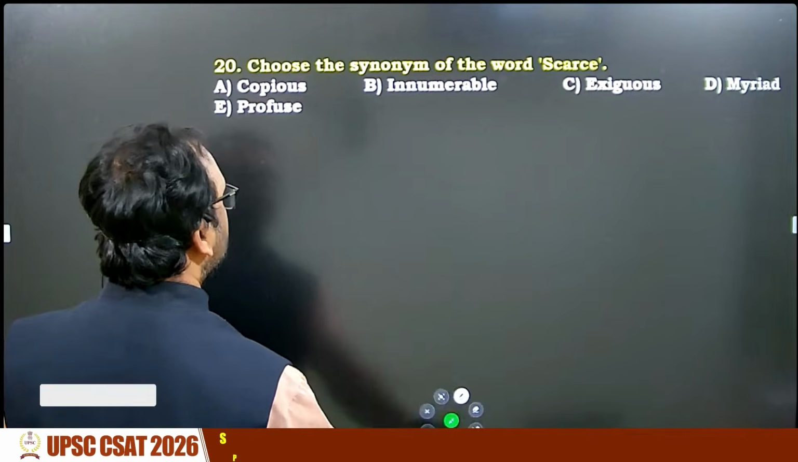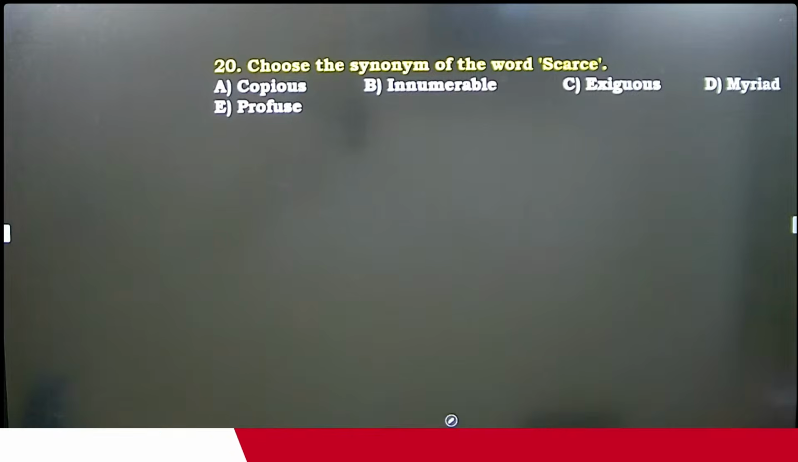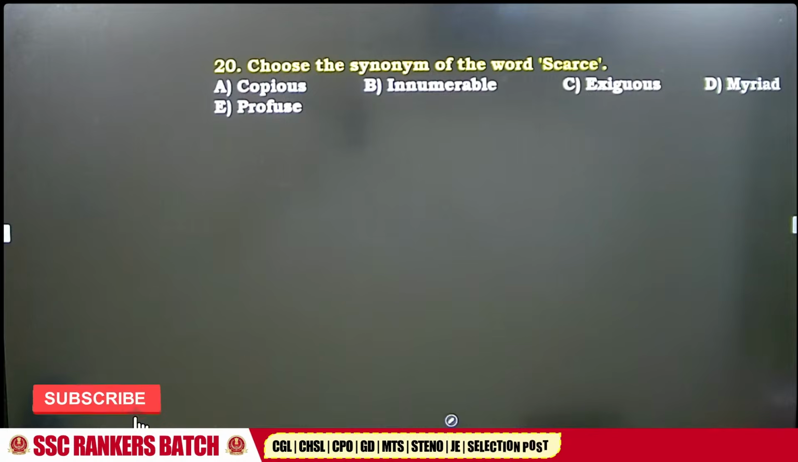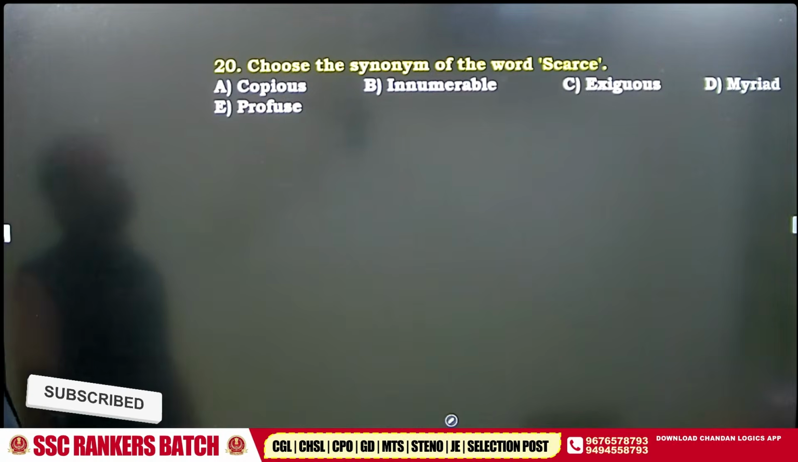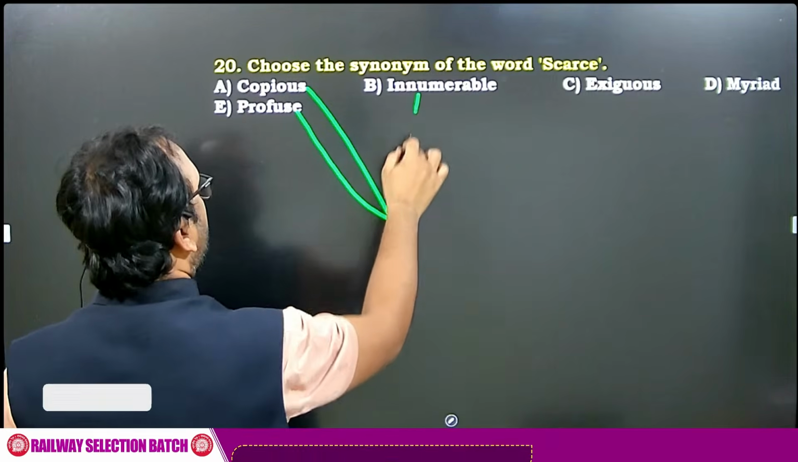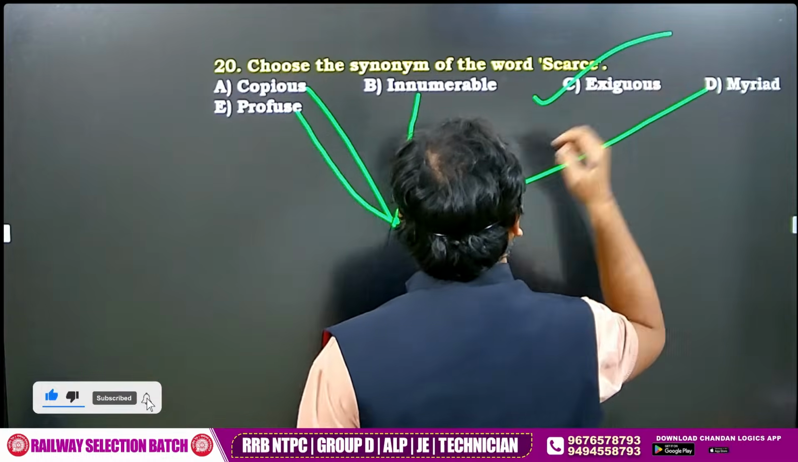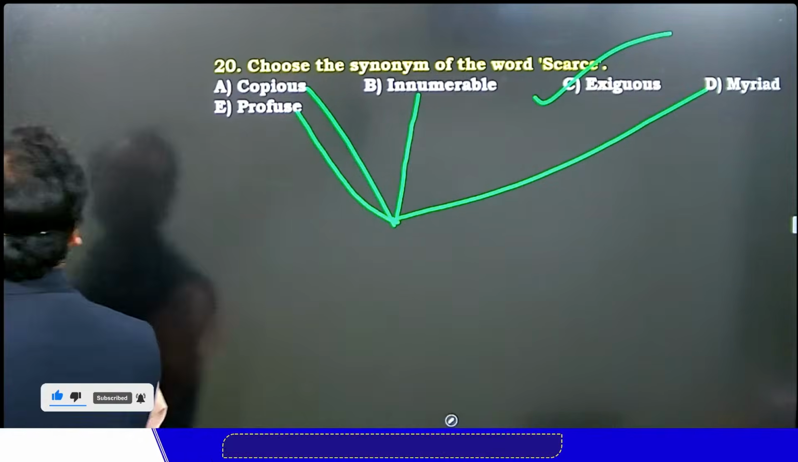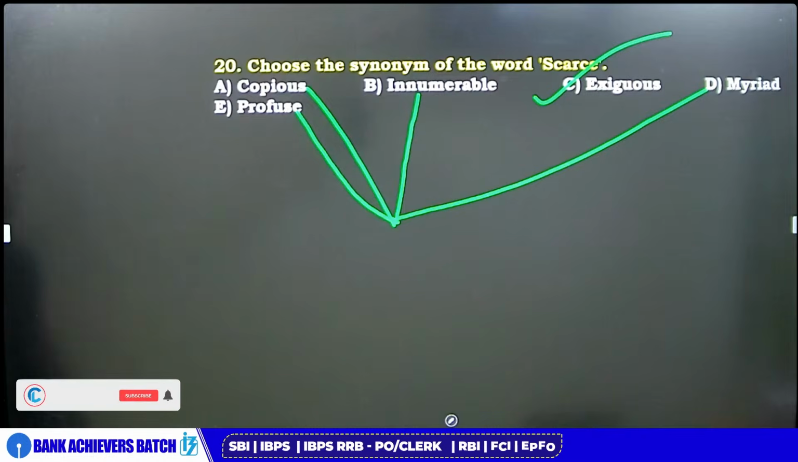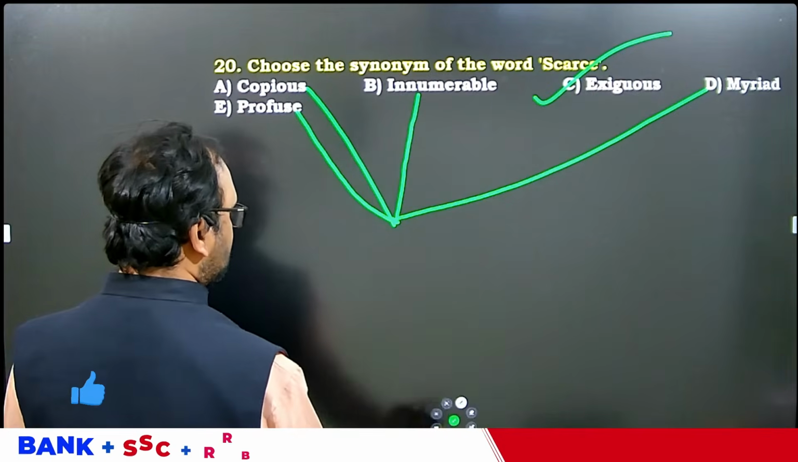Very easy question now. Choose a synonym to the word scarce. Easy question. Everybody knows the answer, I am very sure. Guys, scarce means what? Very less. So copious is more, profuse is more, innumerable more, myriad more. So this is the option. Scarce means less, exiguous means less. Rest of the options are opposites.